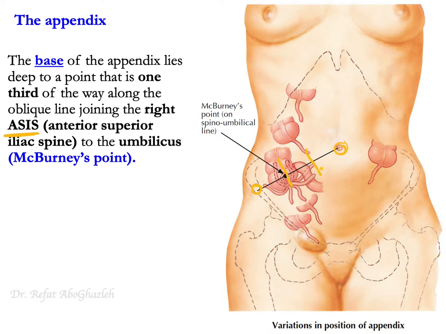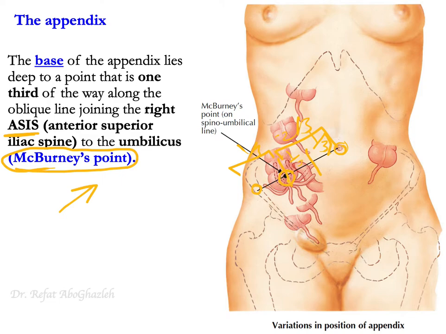So this is the medial two thirds, and this is the lateral one third. The point of meeting between the lateral one third and the medial two thirds here is the McBurney point. This is very important to know in exams, in surgeries, and in the clinic. Why is it clinically important? Because surgeons make their incision at this location, and it is also the location of the base of the appendix.